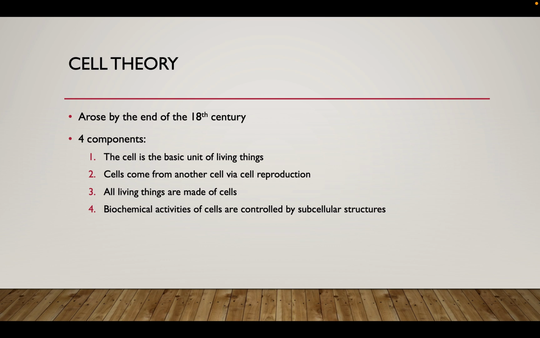This fourth one is sometimes added and may not be a part of all cell theories that you read: biochemical activities of cells are controlled by subcellular structures. This is talking about our organelles, which are subcellular, beneath the cell and within it, and all have a very specific function. We'll look at those functions later in the lecture. It's these organelles that produce what is happening in the cell, and when lots of cells begin to function together, we get tissues, and you can move up to organs, organ systems, and ultimately an organism.